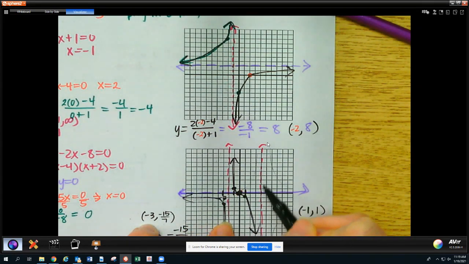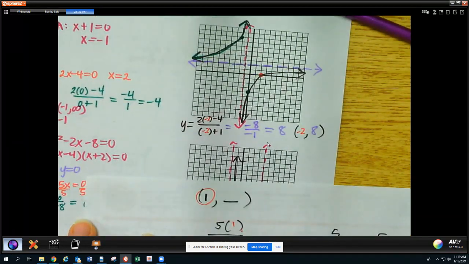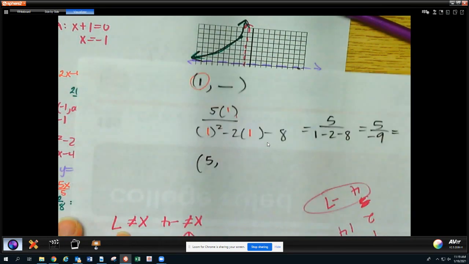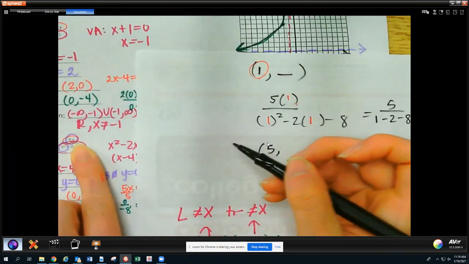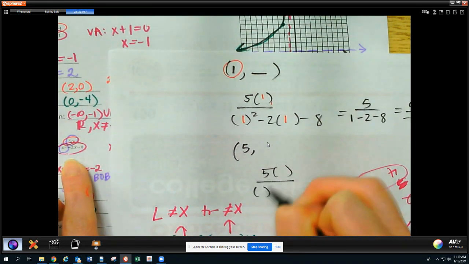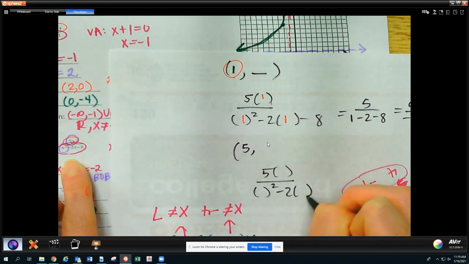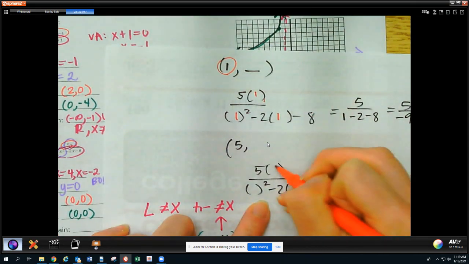So since this is x equals 4, I'm going to plug in 5. Again, you could plug in 6, you could plug in 7, you can plug in anything over here. I'm just going to keep it as small as possible. So I'm plugging in x equals 5, and figuring out the y that goes with it. And so our original rule is 5x over x squared minus 2x minus 8. And this time we are plugging in 5.